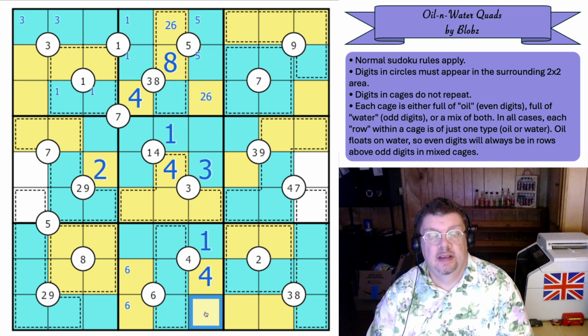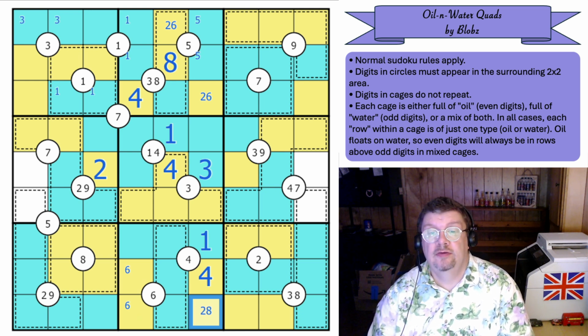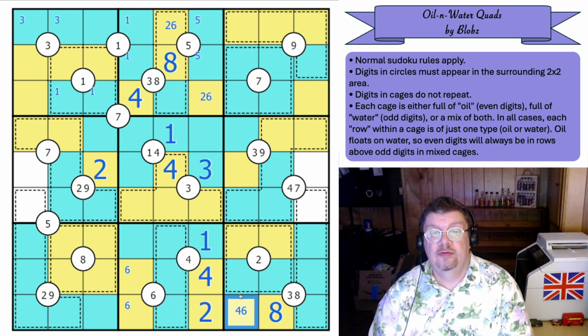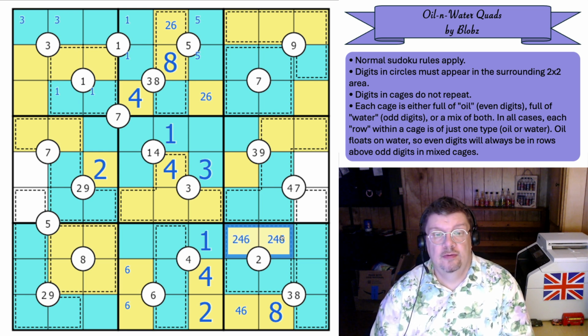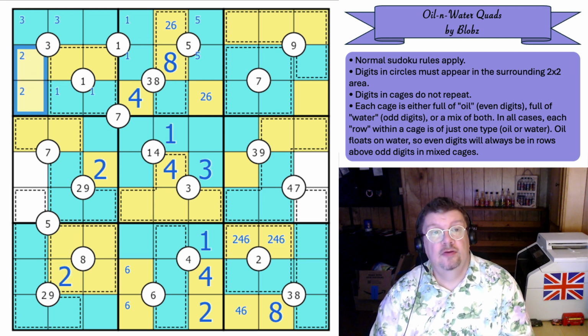This digit cannot be a 6 because of this quad, and it can't be a 4, so that is a 2 or an 8. This 3-8 quad is forcing an 8 here, so that becomes a 2. That is a 4 or a 6. We get 2, 4, or 6 there, and one of those is definitely a 2. That means that there is a 2 in one of those 2 by sudoku, but it's not that one, so that's a 2. That gives me a 2 in one of those.